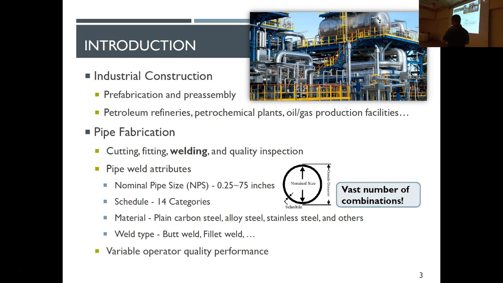And material, typically it involves 4 types of material. First one is plain carbon steel, alloy steel, stainless steel, and others. And the last one is weld type. As you know, when you weld a pipe, you may have butt weld, fitted weld, and other types. So you can imagine what number of combinations can be generated based on those 4 types of pipe attributes. And also, variable operator quality performance makes this process more complex to predict.